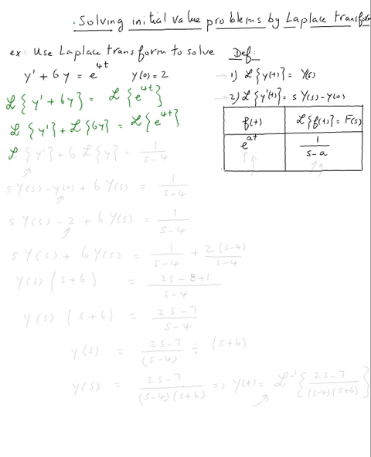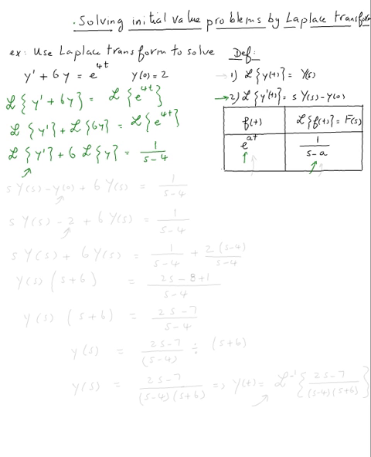Now again we use linearity one more time. The Laplace of y prime plus, just take 6 outside, Laplace of y is equal to the Laplace of e to the 4t. We use the table: if you have e to the at, it's going to be 1 over s minus a. So our a happens to be 4, so this is going to be 1 over s minus 4.